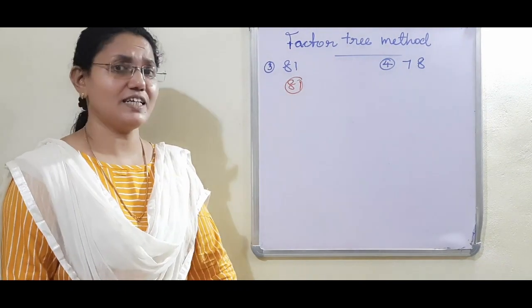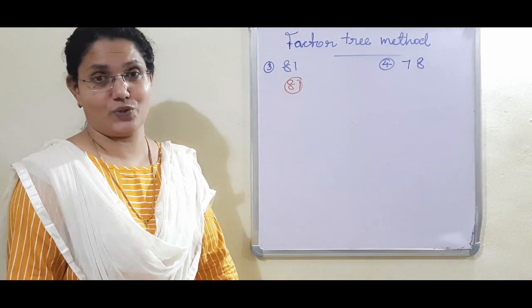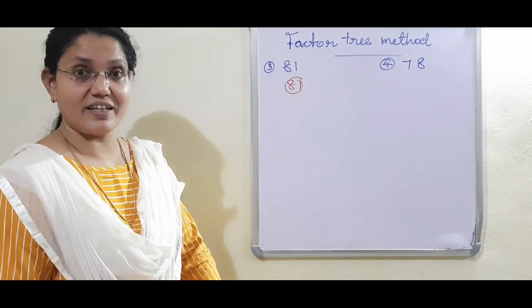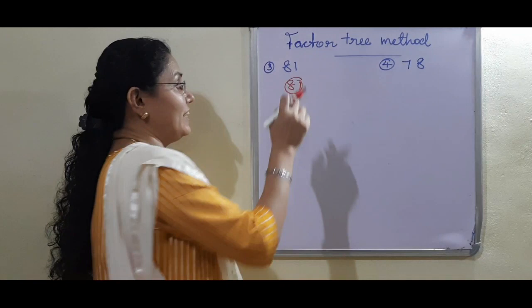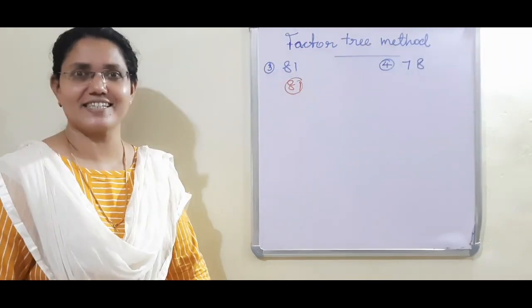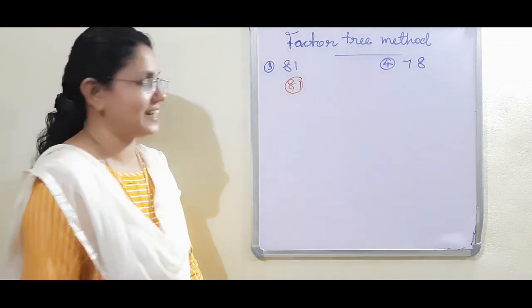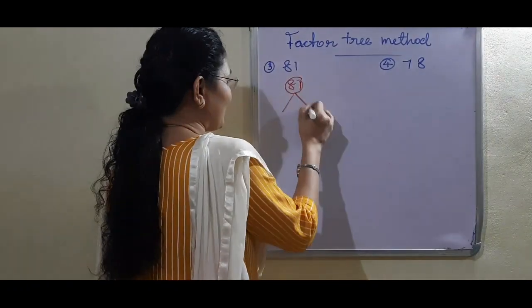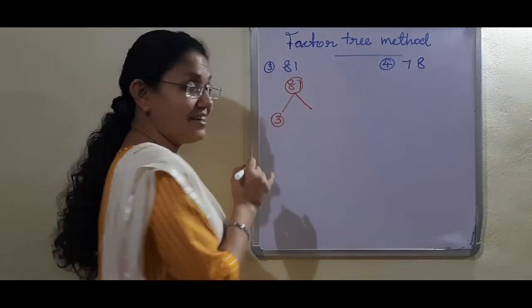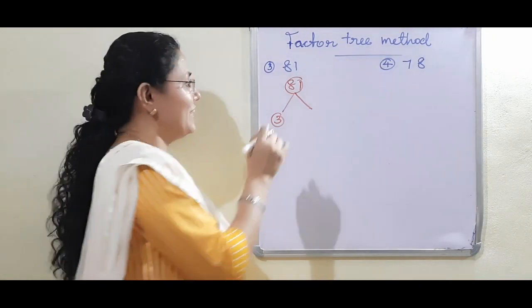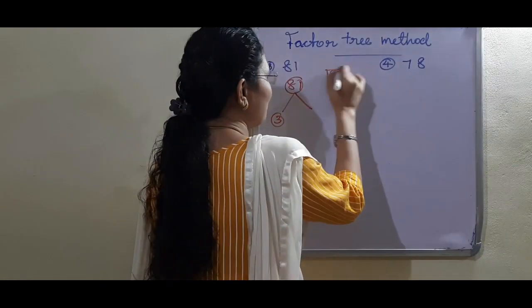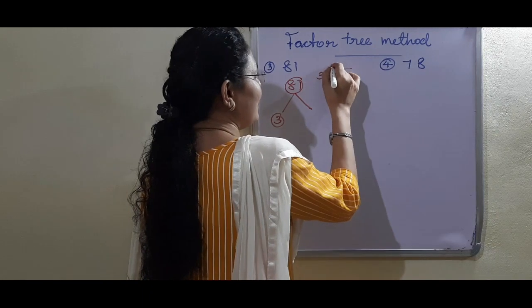Now, is there any other factors? In the multiplication table, 81 is equal to 9 into 9. And how to find other factors now? For 81, we can use the divisibility test. 8 plus 1 is 9. 9 is divisible by 3. Therefore, one factor you can write it as 3. Other factor, how to find? Divide 81 by 3. 3 in 8, 2 times.